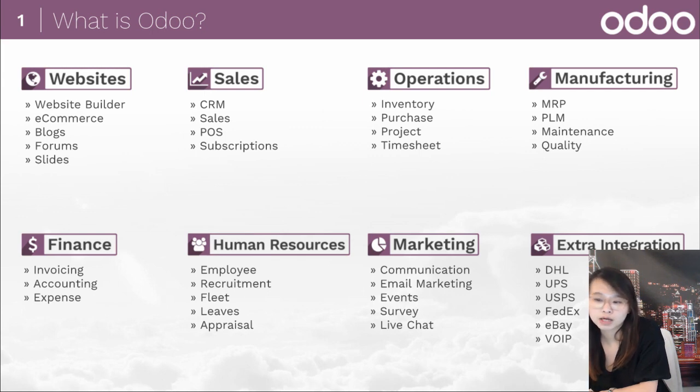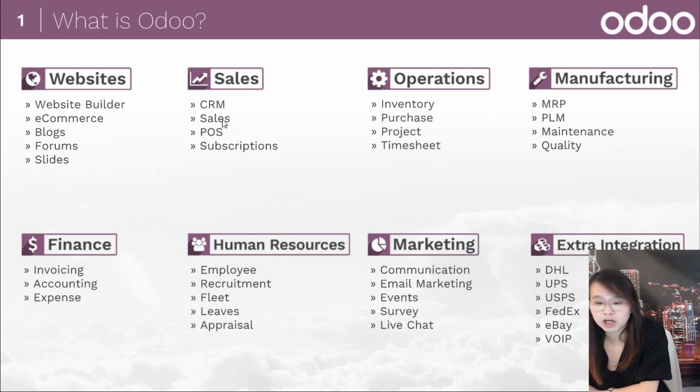Other than that, if you have a warehouse that you would want to manage, you can also use the inventory modules, and you can track your vendors through the purchase module, and you can also track timesheets and projects for project management uses. And right now we will be going through the manufacturing module. So I will be showing you the MRP, but just to let you know, you can also integrate the manufacturing module with PLM, maintenance, quality, and some other add-ons.